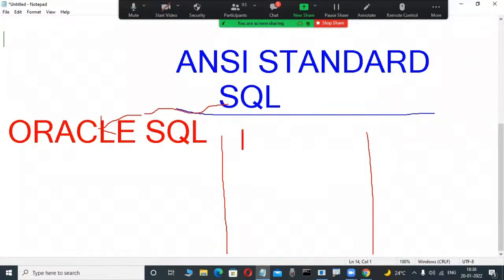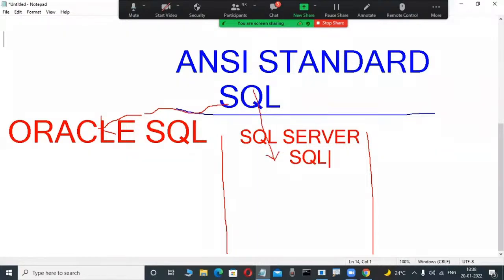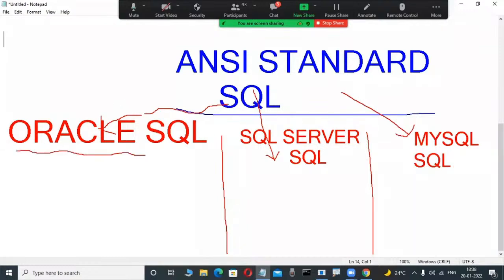Again, observe here: SQL Server, a Microsoft product, created their own SQL from this ANSI standard that is called SQL Server SQL. Again, MySQL created their own SQL language from this ANSI standard that is called MySQL SQL. That's why in our class we are learning Oracle SQL. How do we differentiate these SQL languages? Conceptually they are the same.